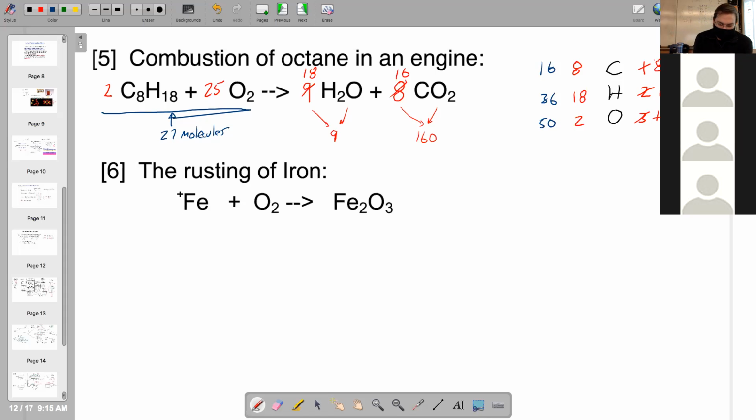All right, the rusting of iron. This one comes out to be, you've got to have a 2 in front of the iron oxide, a 3 in front of the oxygen, and a 4 in front of the iron. So there's 4 irons, 6 oxygens on both sides.